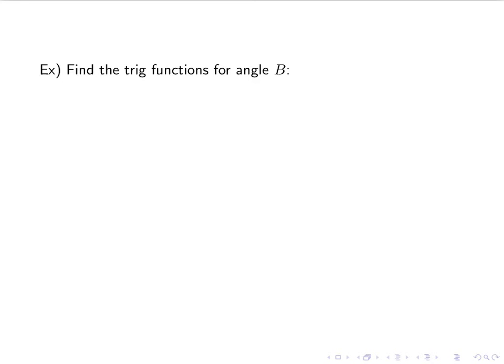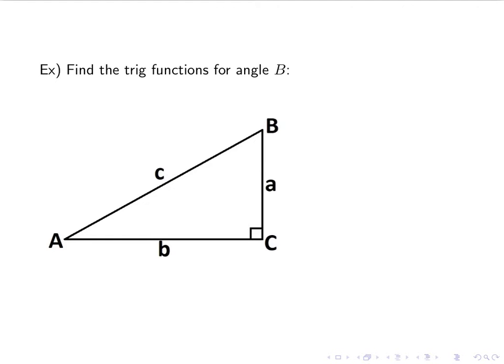Okay, so let's find the trig functions for angle B. So I have a right triangle. Whenever we label our triangles, the capital letters are reserved for the angles. Capital C is always the right angle. It's always 90 degrees. And then A and B are just one of the other two angles. And then we label the sides with the lowercase labels. Side C is always the hypotenuse. Again, that's always across from the right angle.